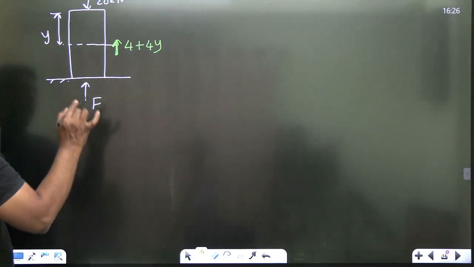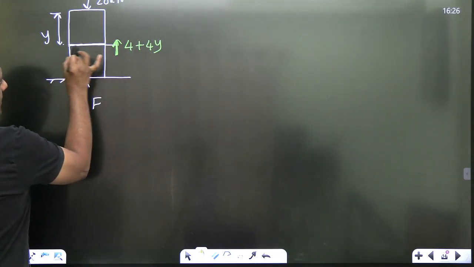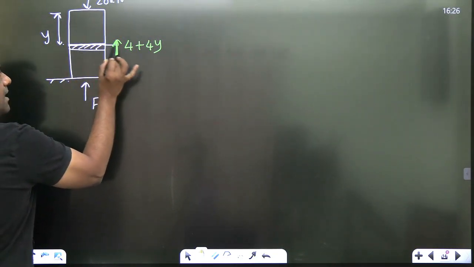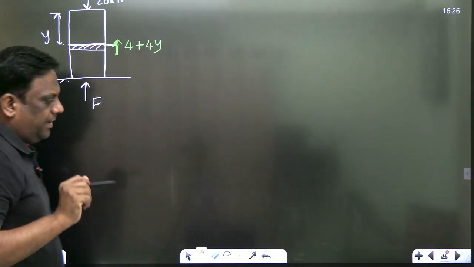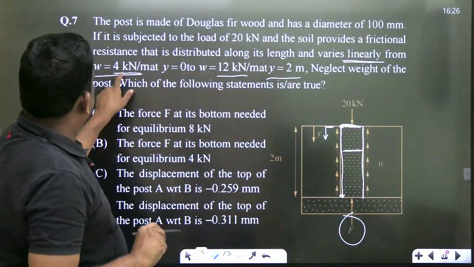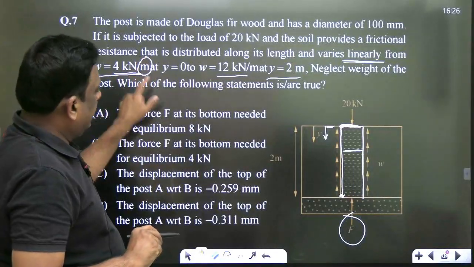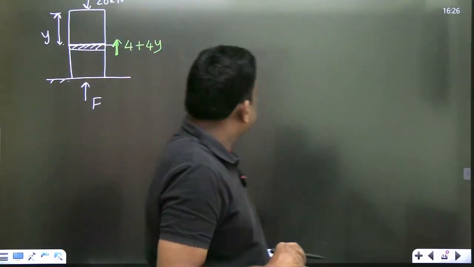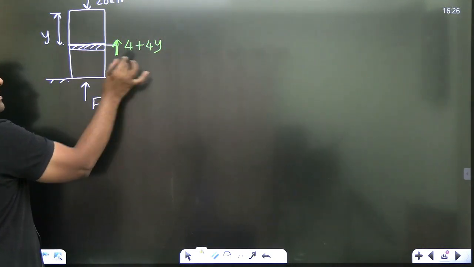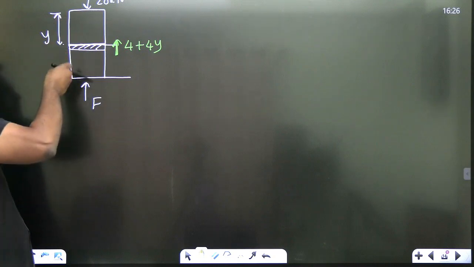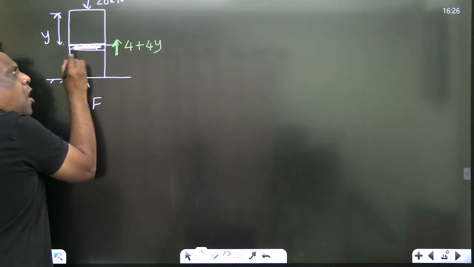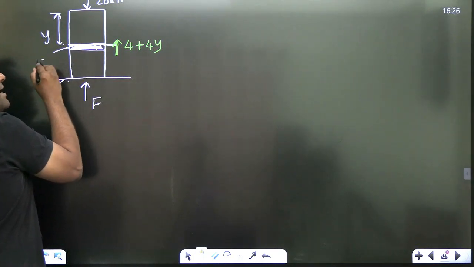What will we do, sir? I will do one thing. You take a small length dy. But be careful, my dear students. See the question properly. It is resistance per meter length. So you are getting this resistance per meter length. So for 1 meter there is this much resistance, but it is varying with y. If I vary y to a larger extent, this will also vary. So that's why I have taken a small change in y, which I call dy.